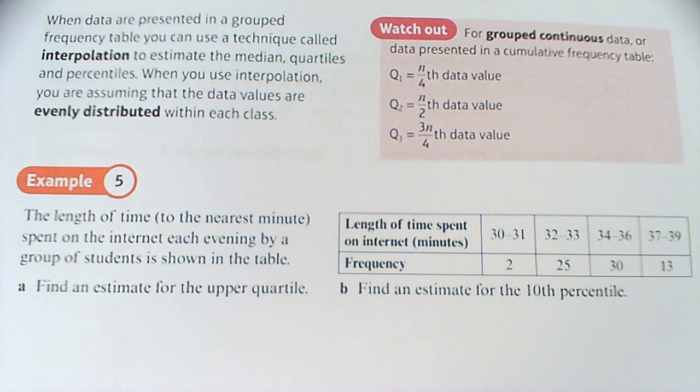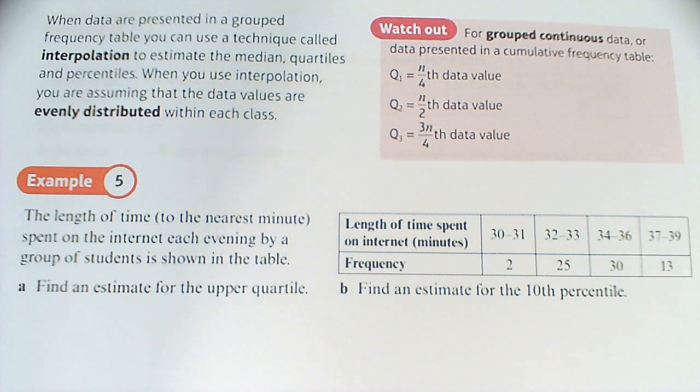To take you through this, we can look at this paragraph here, which says when data are presented in a group frequency table, you can use a technique called interpolation in order to estimate these things. Interpolation basically assumes that the data values are evenly distributed within each class. So it's spread out evenly between the class intervals. These two bits of data are spread evenly between the class intervals. Same for these 25, the 30 and the 13 bits of data.